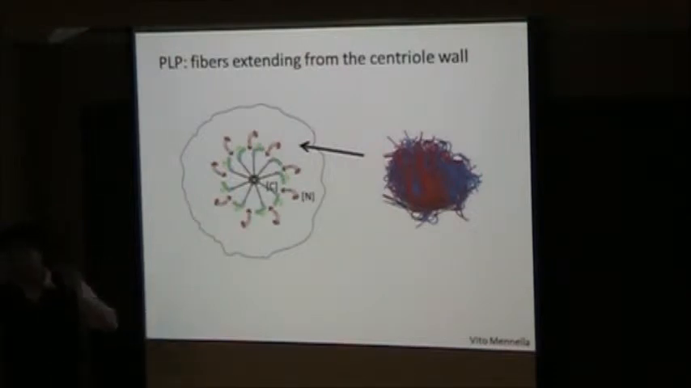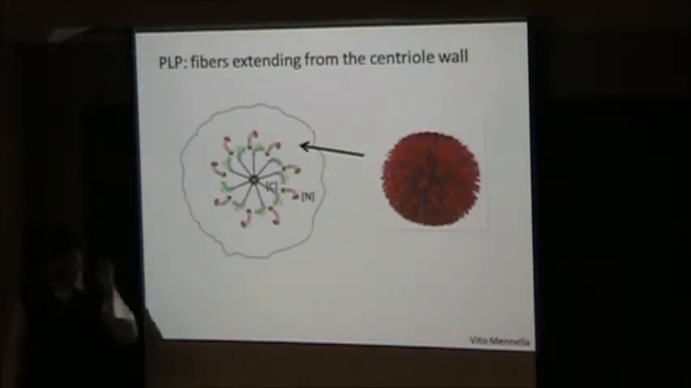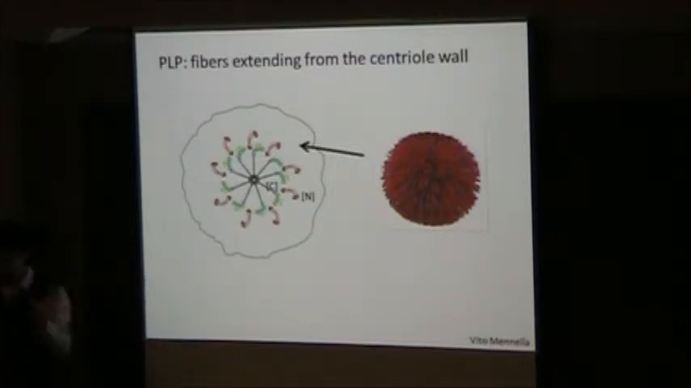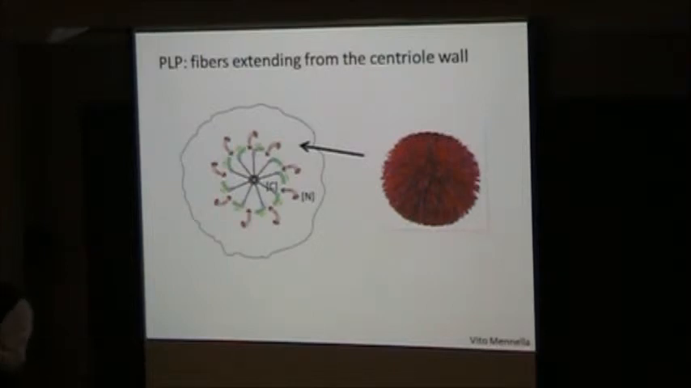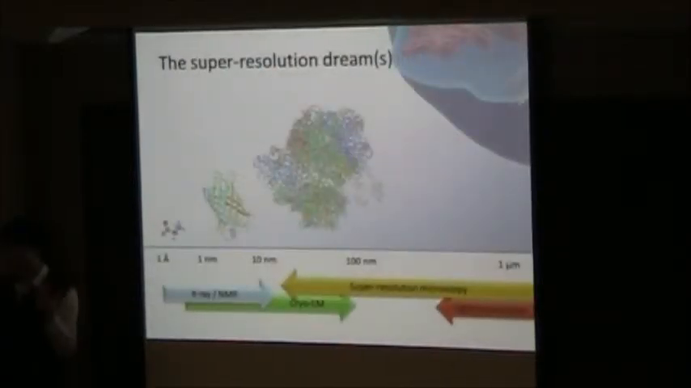So it's not quite like a spaghetti ball. It looks the same from a far distance, but it has some ordered structure in there. So this is one example showing the application of super-resolution microscopy in understanding a biological structure and also in helping to understand its function. And what are we really going to do?